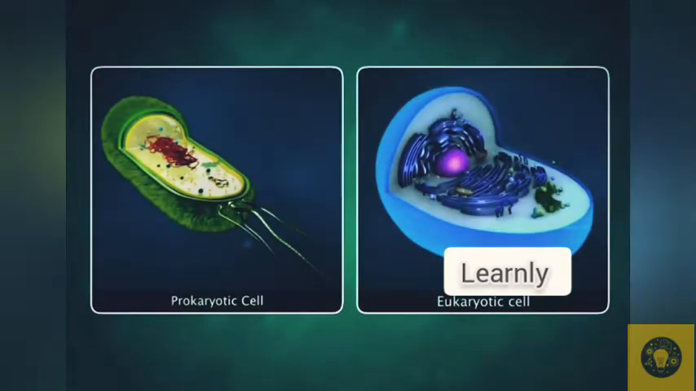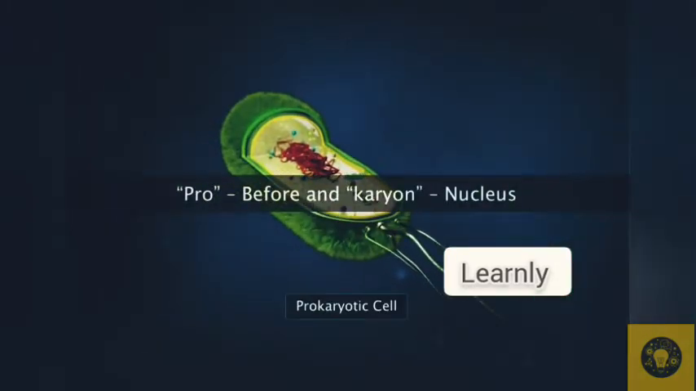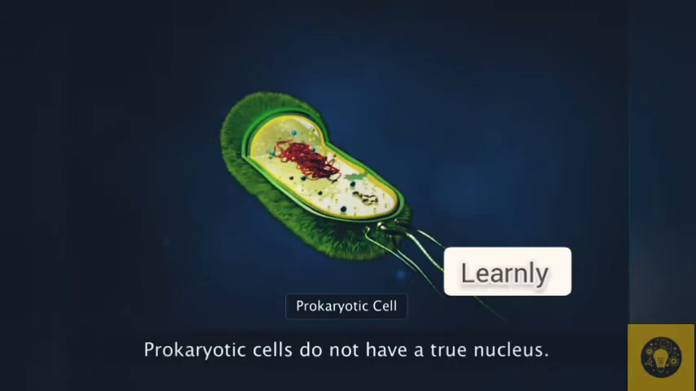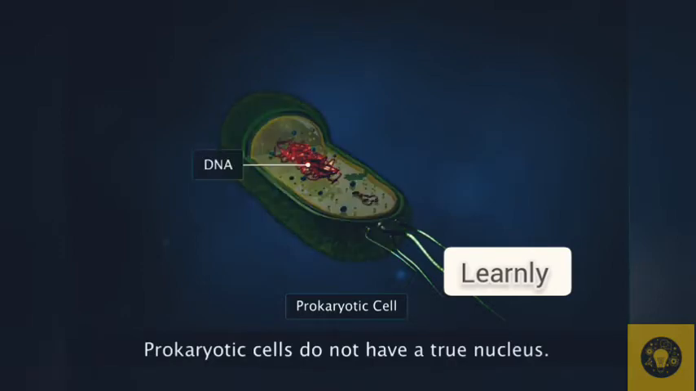All living organisms possess either of the two types of cells, prokaryotic cells or eukaryotic cells. Prokaryote is a Greek word. Pro means before, and karyon means nucleus, so prokaryotic means before nucleus. As the prokaryotic cells lack nucleus, the DNA in these cells lies exposed in the cell cytoplasm.